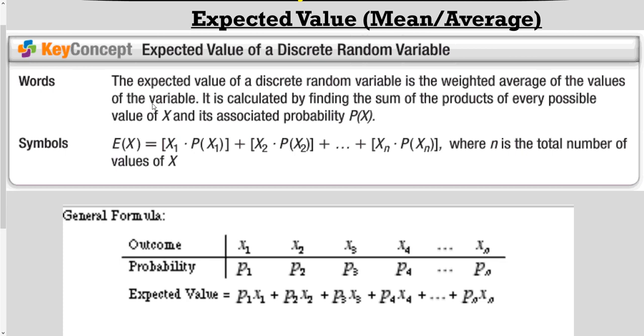So that's what's called expected value. The expected value of a discrete random variable, discrete meaning like 1, 2, 3, 4, 5, it can't be partial values, you can't play a partial game, is the weighted average of the values of that variable. It's calculated by finding the sum of the products of every possible value and its associated probability. So that's a really difficult way to describe what we just did.